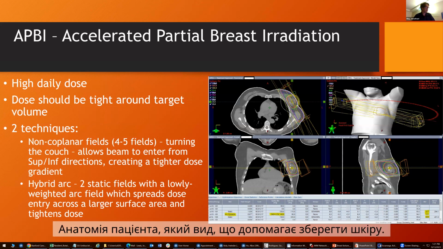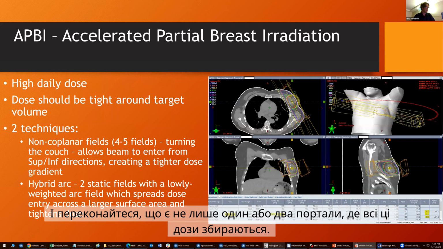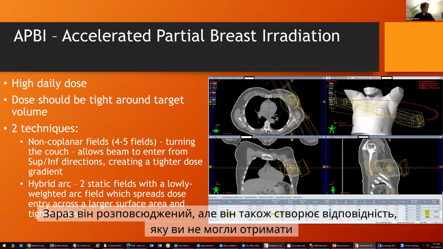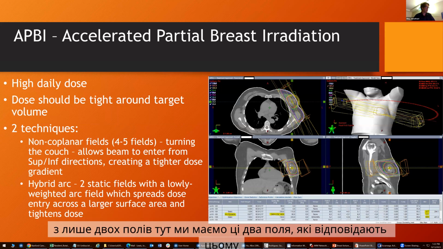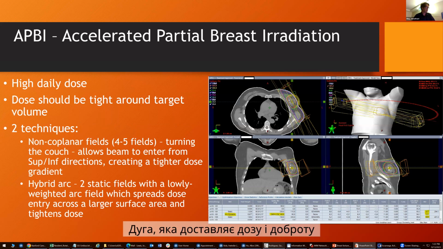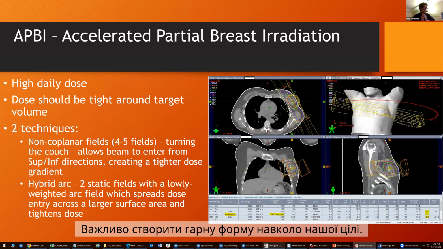spare the skin and make sure that there's not only one or two beam portals where all of that dose is aggregating. It's now spread out, but it's also creating that conformity that you could not get out of just two fields alone. Here we have these two fields matched to this arc, which is delivering dose and creating that nice shape around our target.